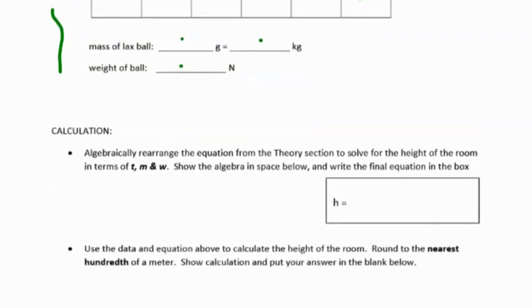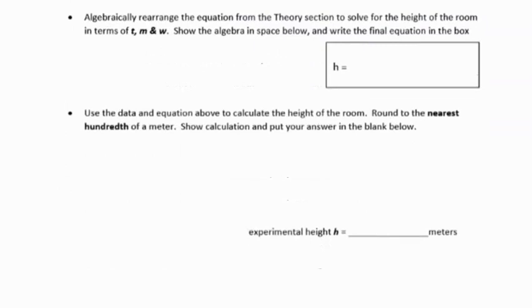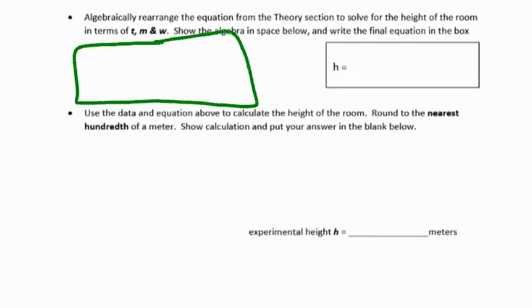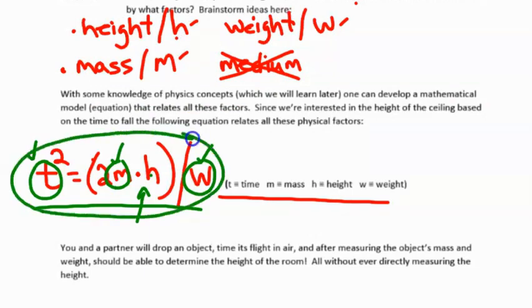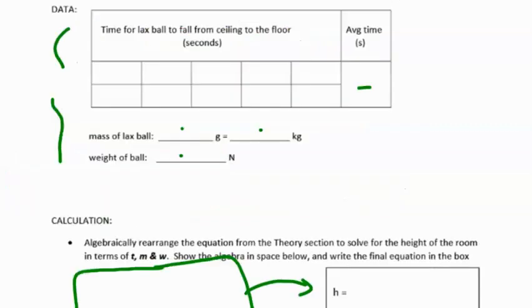Once you have those three measurements, you're going to take the equation from the front, show me some algebra such that you work it out yourself, maybe do it on paper and then transcribe here, and then you're going to come up with an equation that solves in terms of h. So right now we have an equation that's solved in terms of time, so I want you to basically rearrange this so h equals some combination of those other factors.